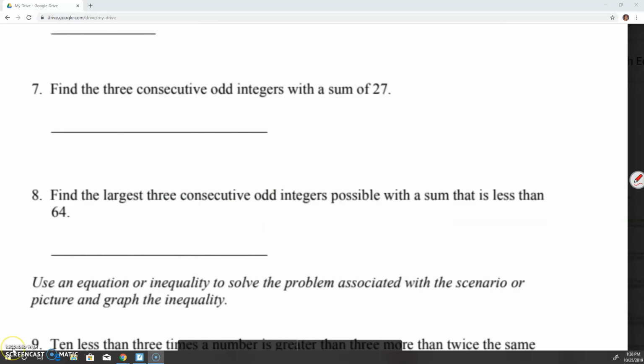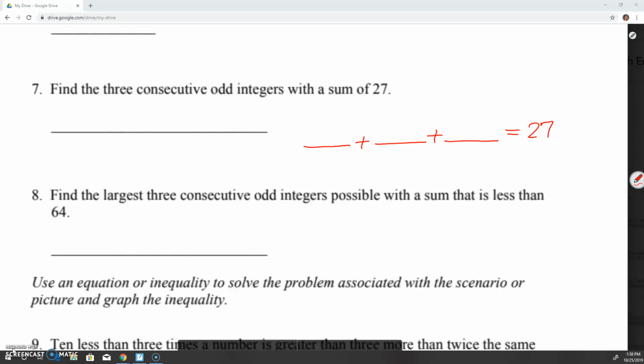Number 7 says find 3 consecutive odd integers with the sum of 27. So I have 3 numbers. What's the word consecutive mean? Not repeating, not the same. Following after each other, like 1, 2, 3, 4, 5, 6, 7, 8, 9. That's all consecutive, right? So if I need 3 consecutive odd numbers, that would be like 1, 3, 5. Right? Yes, we talked about it yesterday.